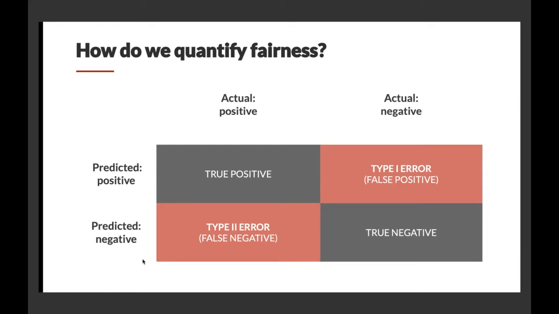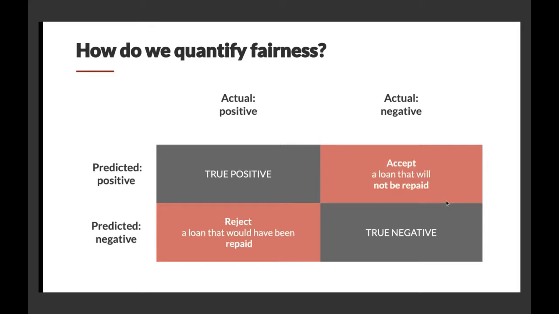But in a lot of applications, accuracy isn't the best metric for this fairness. So this is a confusion matrix. On one axis, we have the actual response and what our predictions are. And you can see there's 2 different types of errors. We have type 1 errors, which are false positives, and type 2 errors, which are false negatives. And in our loan classification example, a type 1 error corresponds to accepting a loan that will not be repaid, whereas a type 2 error is rejecting a loan that could be repaid.